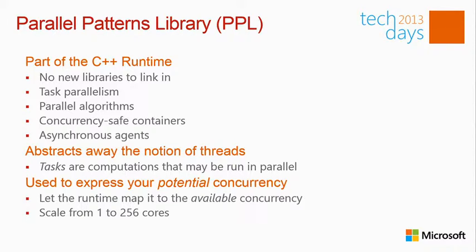So for example, you're going to say, I want to run these 4 tasks in parallel. What you're really saying is, these 4 tasks can be run in parallel. If you can do that, do it. If you find that it's more optimal to do something else, do that too.